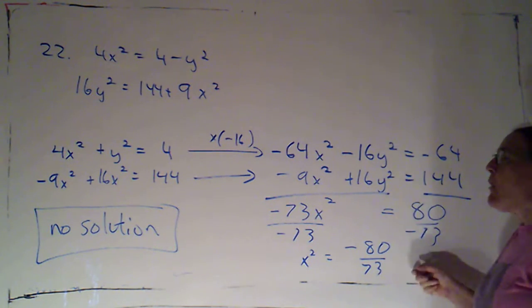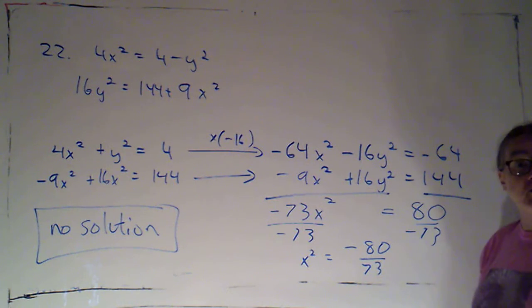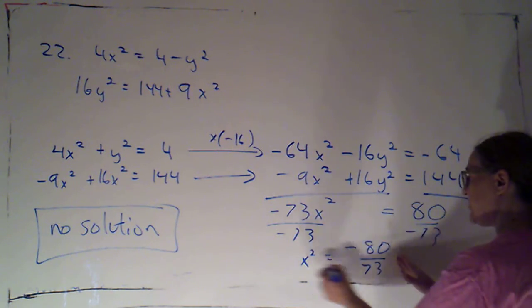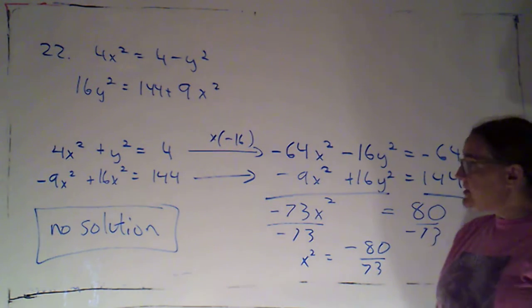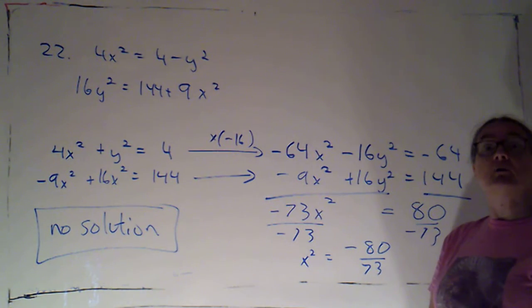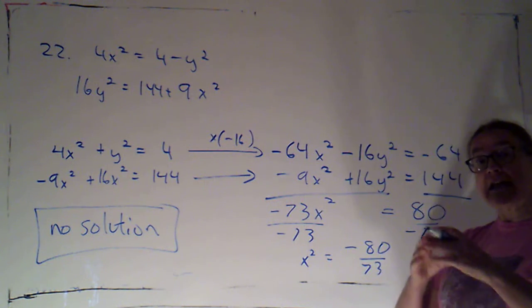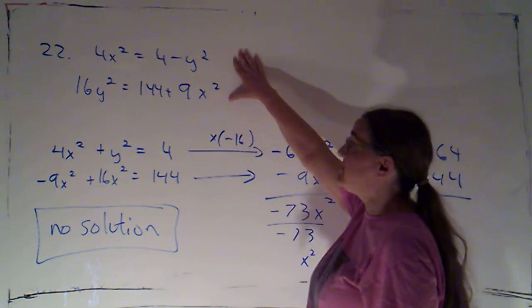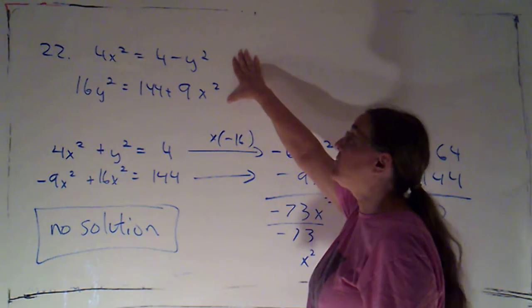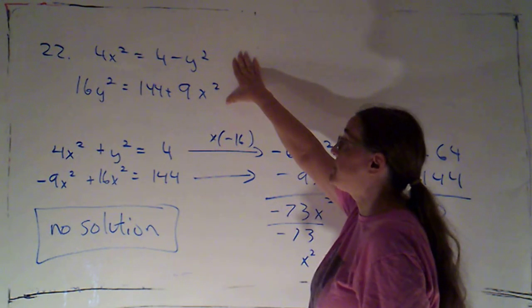Okay. Wanted to go through this example just to remind you that that can happen. Sometimes when we get to a point like this, we say, oh, did I do something wrong? You didn't necessarily do anything wrong. Graphs are not guaranteed to intersect. And here, these two equations describe graphs that happen to not intersect.